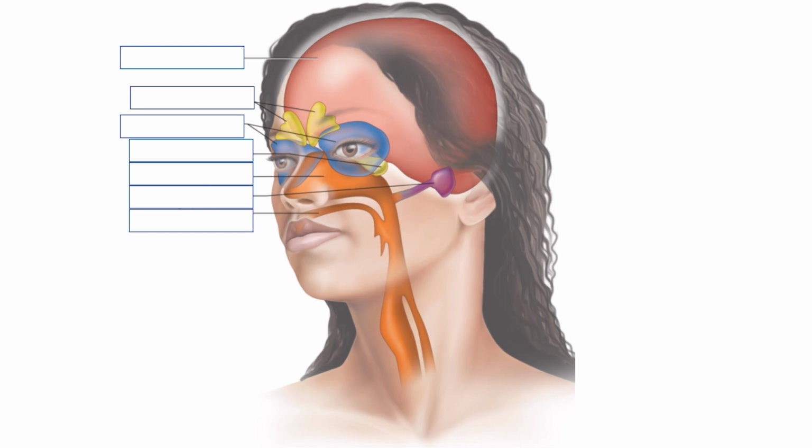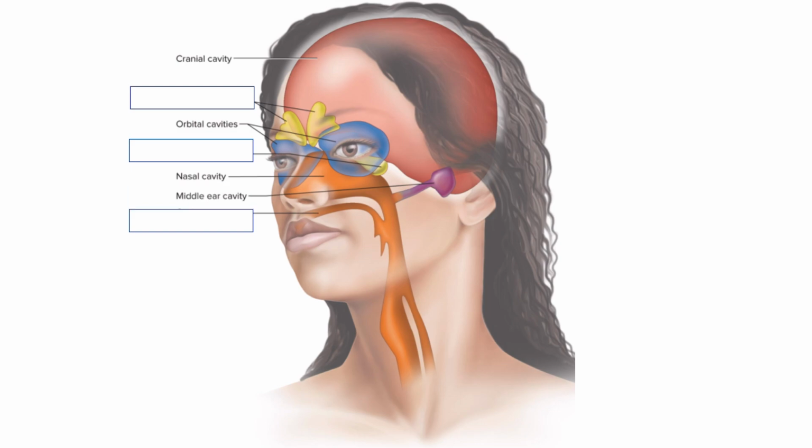This is an image in your textbook, and yes, you need to be able to label these in a quiz or exam. So we have the cranial cavity, followed by the orbital cavities, which would contain your eyeballs, and the nasal cavity, which extends down into the throat. We have the middle ear, the part that cannot be seen. This is your outer ear, and the middle ear would be the part that you do not see. And the oral cavity would be the mouth area.